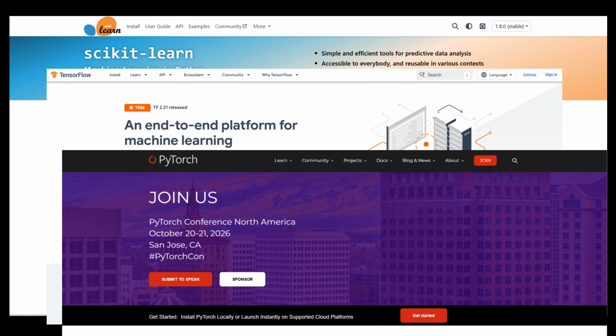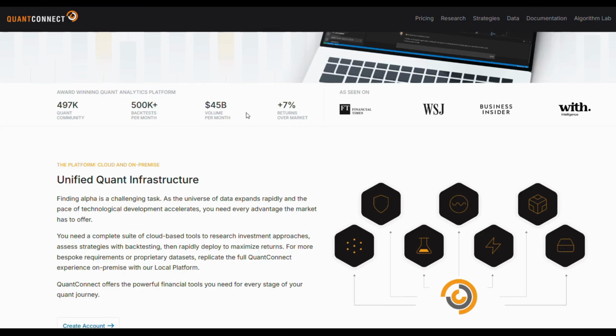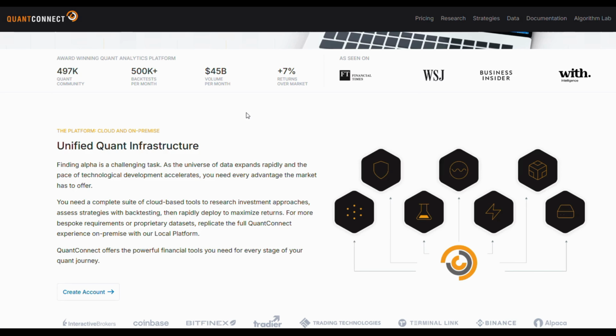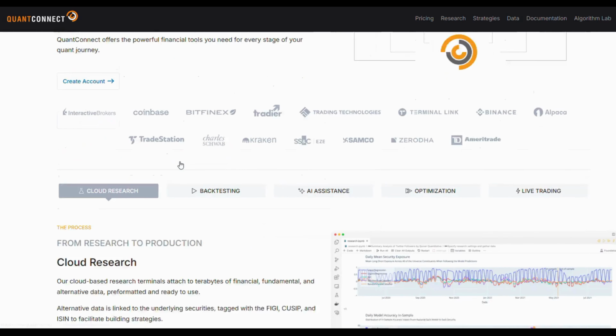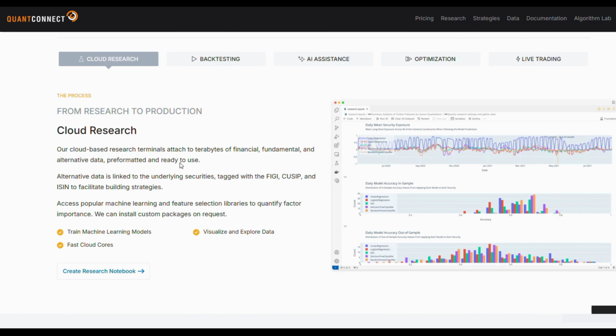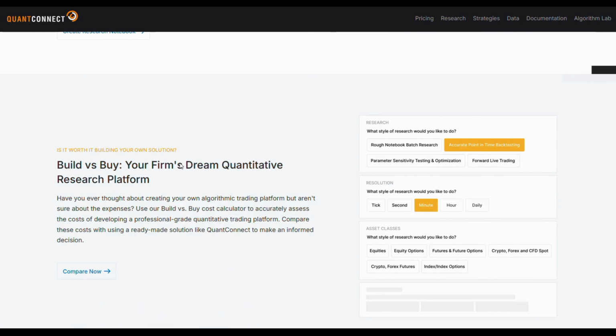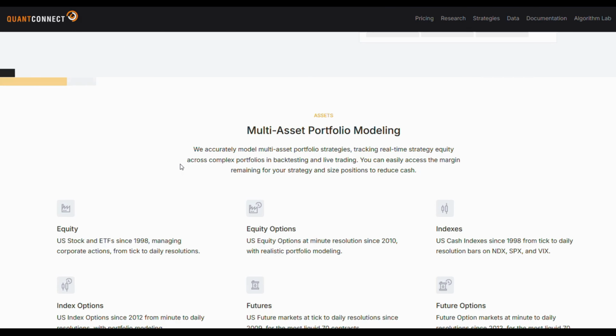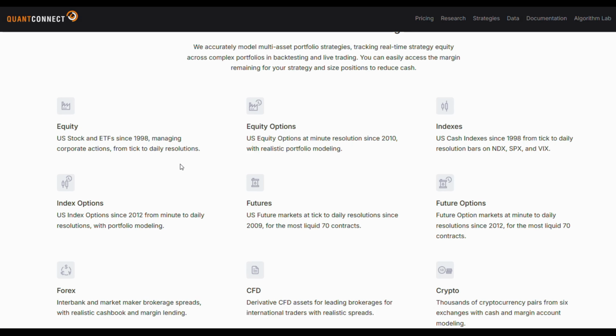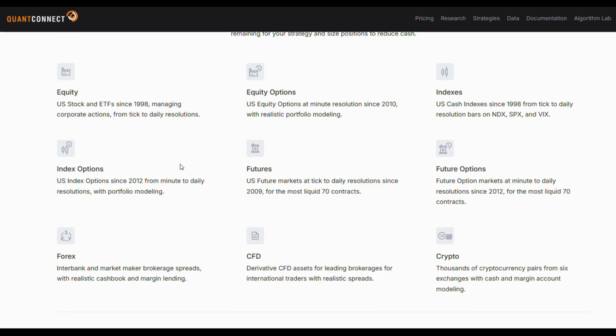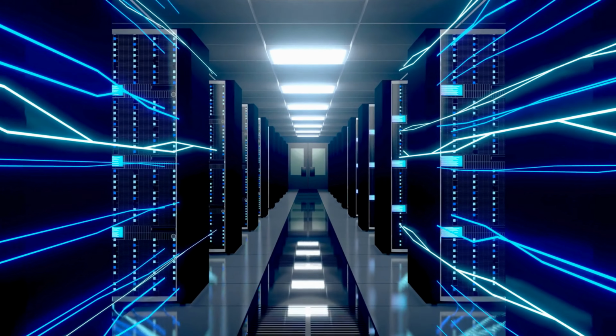At the professional level, many developers use QuantConnect. This platform is used for algorithmic trading, AI strategies, backtesting, and quantitative finance. It's much more advanced, but it's also one of the best places to grow if you want to become a real quant developer. Here's the simplest roadmap for beginners.